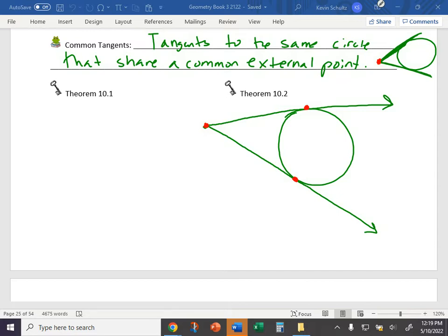Just by looking at this, who can predict what Theorem 10.2 is going to tell us about the significance of common tangents? Anyone have a guess? Yeah. It does make a little bit of a triangle, doesn't it? If we connect these 2 points with a chord, it's going to make a triangle. It's not where I'm headed, but you're right, it does. Any other thoughts? Predictions? Well, it turns out that the 2 measurable parts of those tangents from the beginning point to the point of tangency are congruent. Okay? Are congruent.